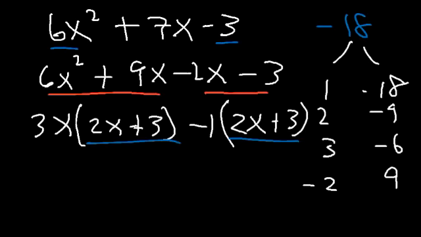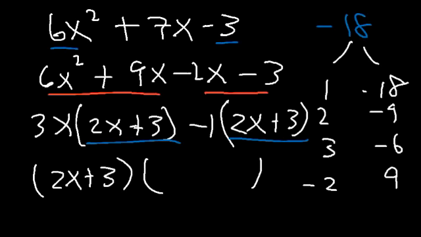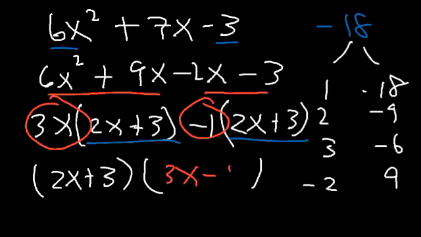So because these two terms are identical, we know we are on the right track. And what goes in the next parenthesis is what we see on the outside, the 3x and the negative 1. And so that's how you can factor an expression or a trinomial where the leading coefficient is not 1.